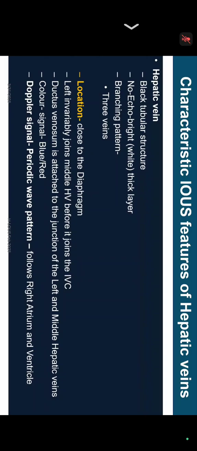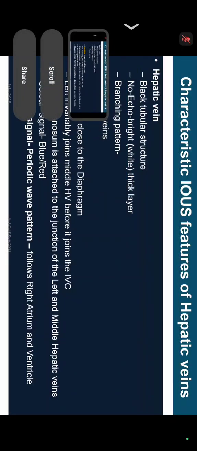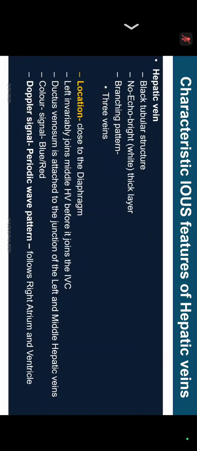What about the hepatic vein? So hepatic vein is also a black tubular structure, but it hasn't got an echobright layer unless it's close to the diaphragm. And the branching pattern is different because it's got 3 veins, but there are lots of anatomical variations. Its location is close to the diaphragm, and the left hepatic vein invariably joins the middle hepatic vein, and the ductus venosum is attached to the junction of the left and the middle hepatic vein before they join the cava, and the color signal is like the portal vein.